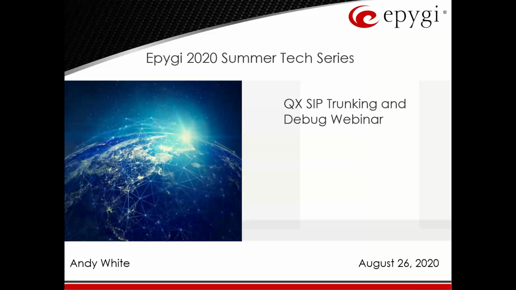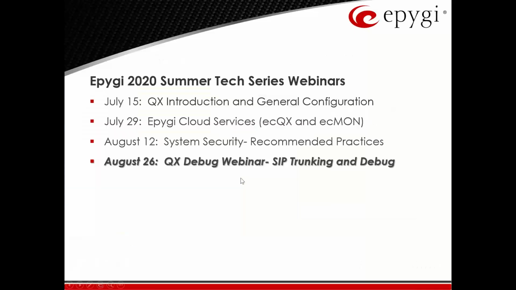This is Andy White. I will once again be your host this morning as we continue our 2020 Summer Tech Series. Today will be a discussion centered around the SIP trunking configuration with the Epigee PBXs, along with an overview of SIP messages and also some troubleshooting techniques to help you in case you run into some difficulties. Give you some tools to help you solve some problems.